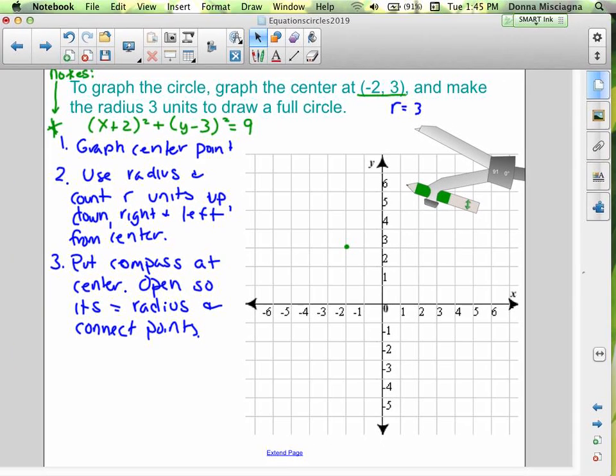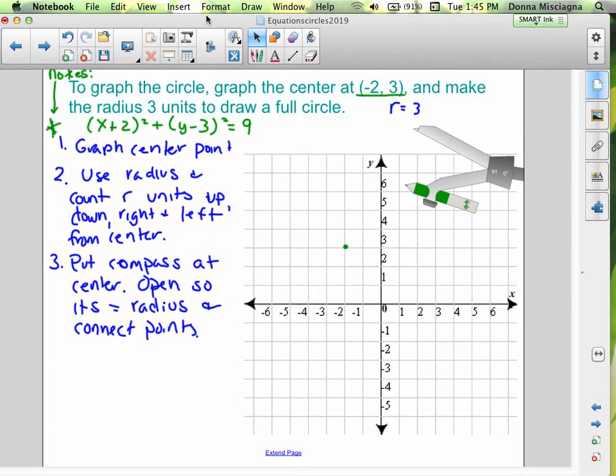All right, so now let's count right, left, up, down. From our center point, the radius is 3. So up, 1, 2, 3. Down, 1, 2, 3. Right, 1, 2, 3. And left, 1, 2, 3. I can never know for sure where the point's going to end, but you make yours in the right spot.